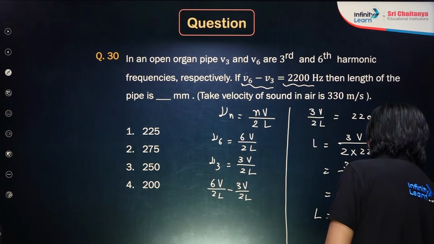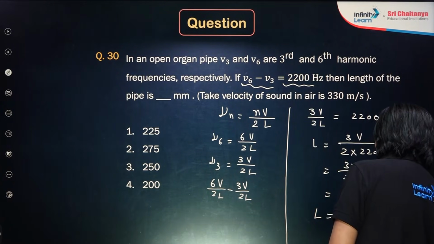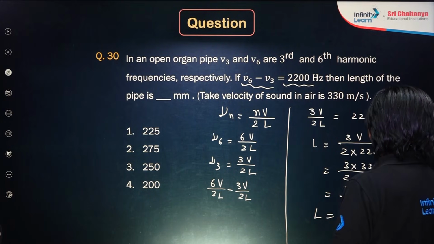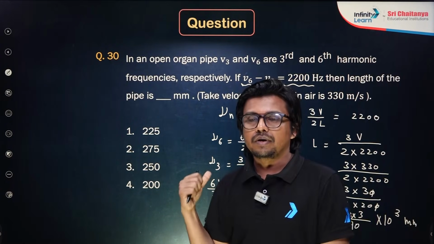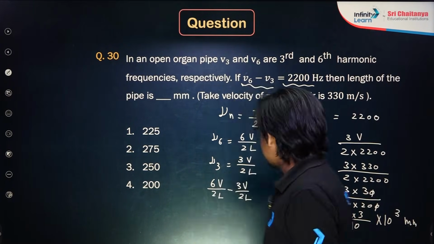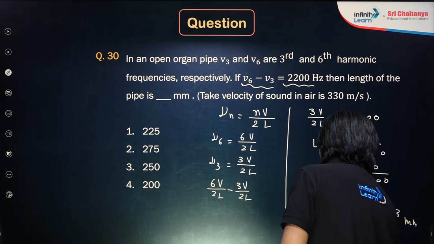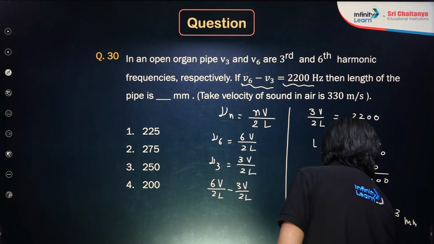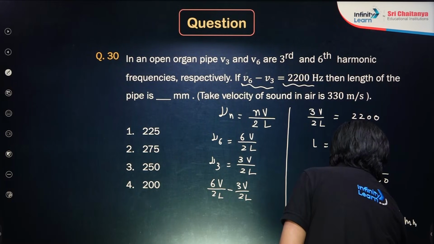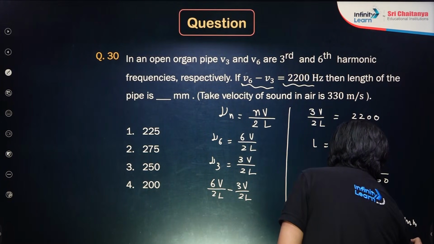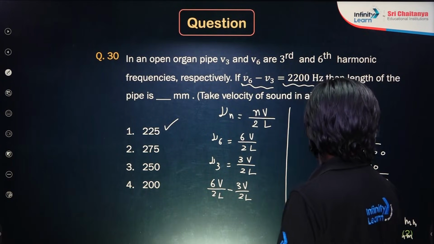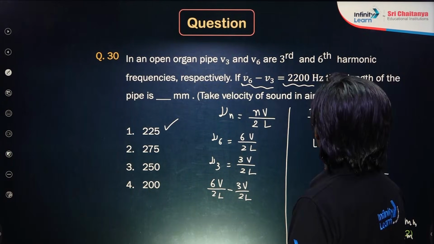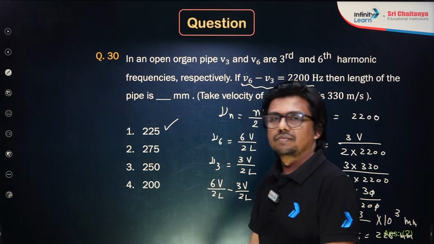To convert it into millimeter, you multiply by 10 raised to the power 3, which is 1000. So 1000 divided by 40 gives me 25. So 9 into 25 is 225 millimeter, the answer for this question. The first option is the correct one. Very easy question. 225 will be the answer.